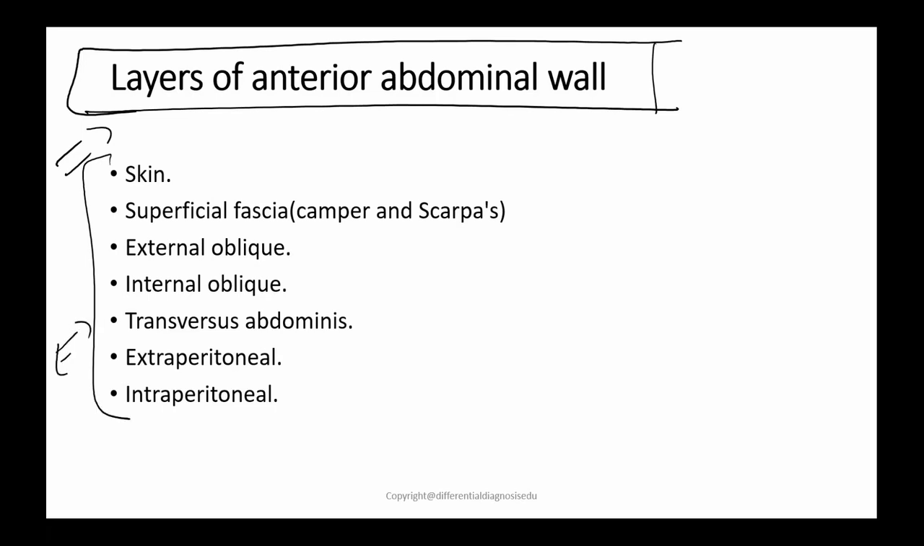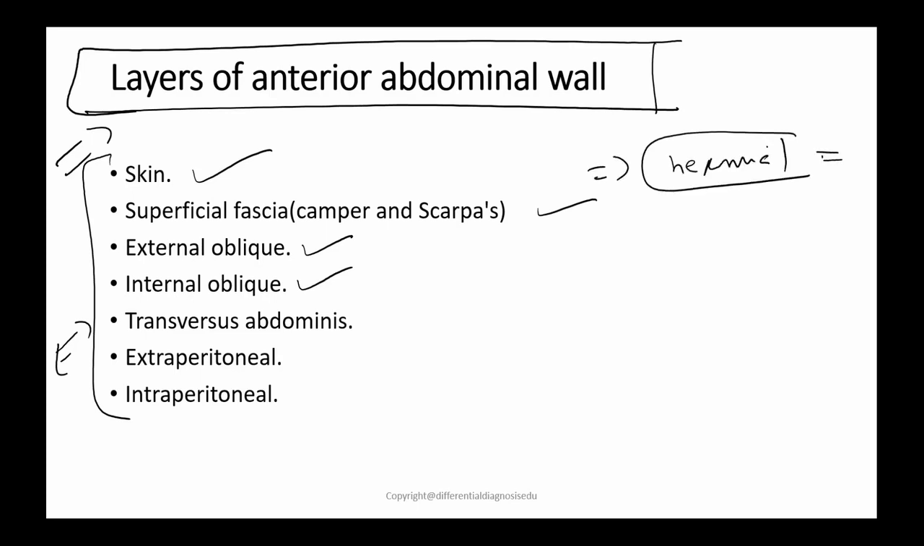So if you are doing abdominal wall surgery, number one, you will see skin, then superficial fascia, external oblique muscle, internal oblique muscle, and most commonly the question of the content will be about hernia surgery. This is a clue. Transverse abdominis muscle. So skin, superficial fascia, external oblique, internal oblique, transverse abdominis muscle, extraperitoneal fat, and then intraperitoneal area. So you need to know them in the order.